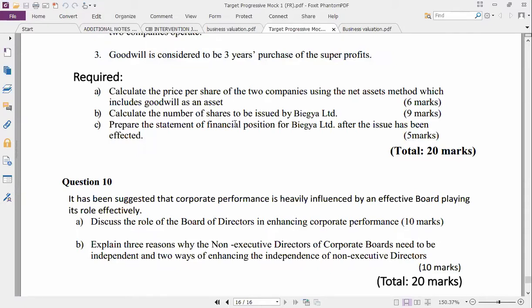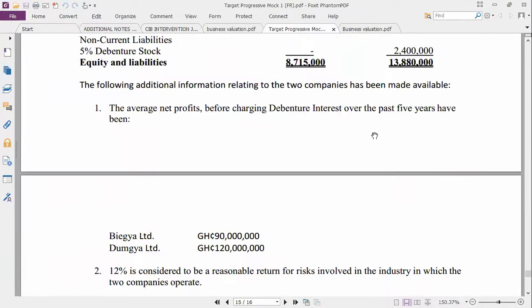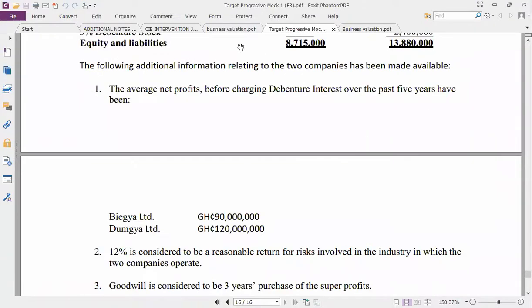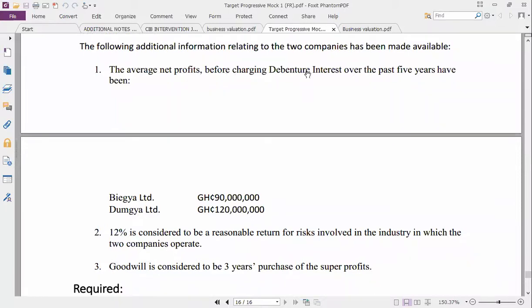Let's continue again. Calculate the number of shares to be issued by Bija Limited. Prepare the statement of financial position for Bija Limited after the issue has been effected. Okay, so let's see. The financial statement is there. The following additional information related to the two companies has been made available. The average profit before charging debenture interest over the past 5 years. So the average profit is here 90,000 against 120,000. That is the average profit.